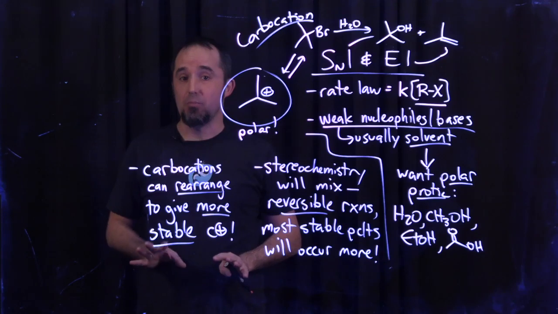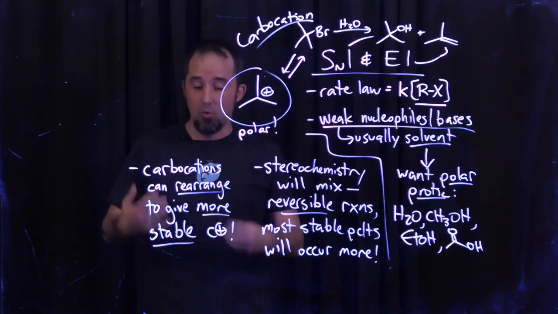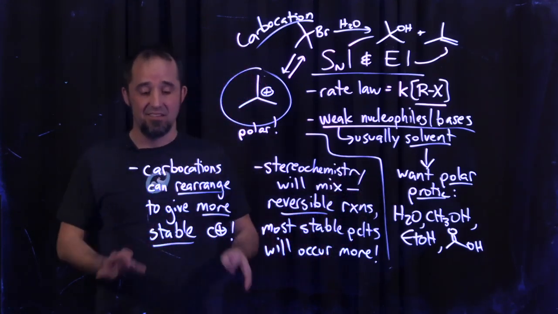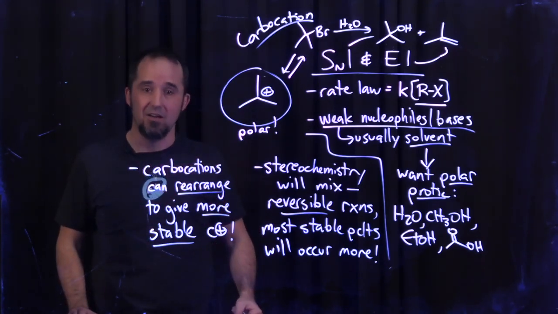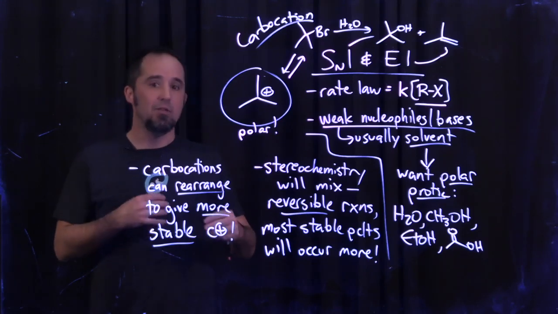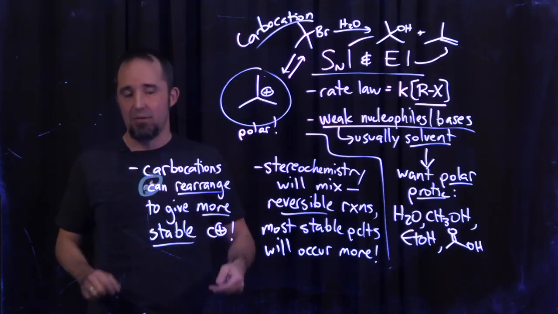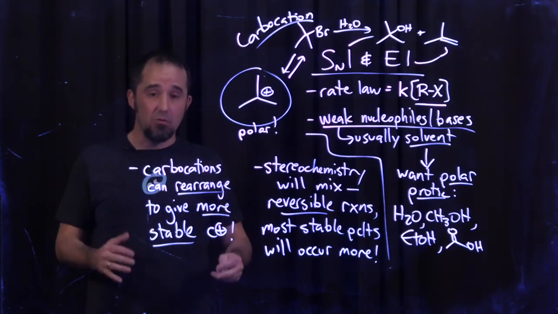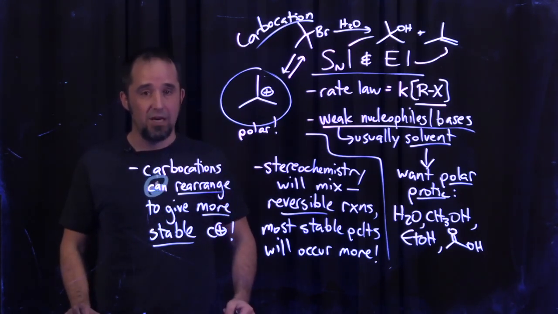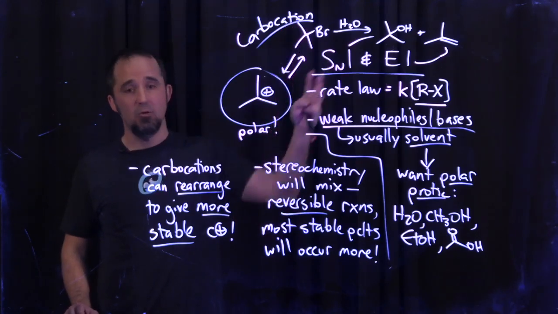Carbocations are also tricky because they can rearrange to give more stable carbocations. And this is that hydride shift and methyl shift stuff that we talked about. Again, I'm not going to ask you to really arrow out lots of complicated shifts, but I do want you to recognize that that is a problem that we could face when we are trying to do SN1 and E1 reactions.